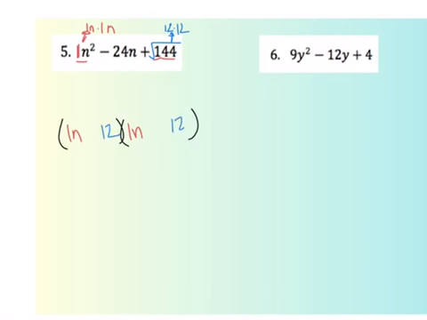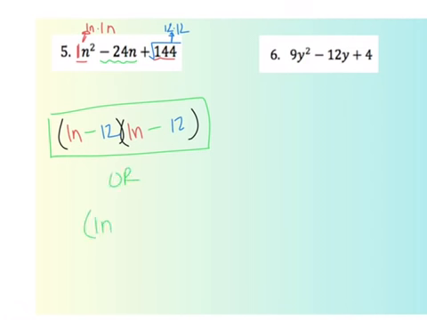Now, to determine the sign, we look at the middle term. Since this is a negative, I know that both of my signs need to be subtraction signs. So you can write your answer this way, or since I have 2 of the exact same thing, I can write it as 1n minus 12 squared as well.